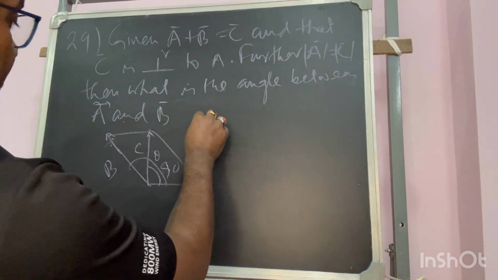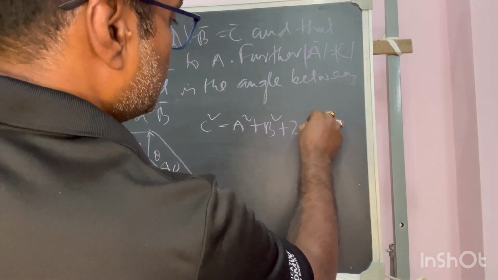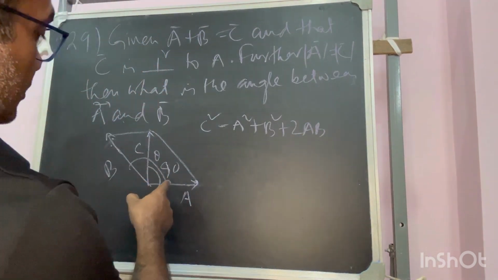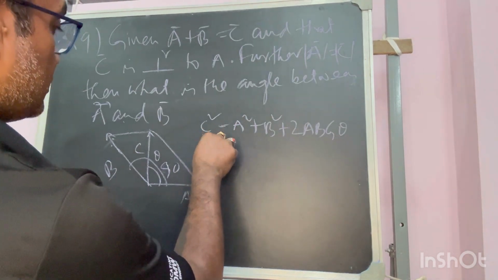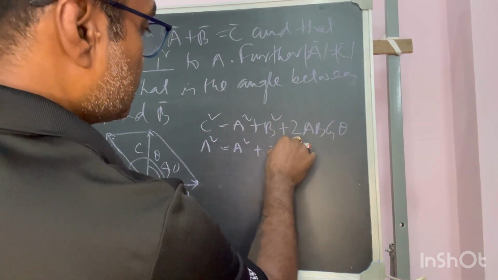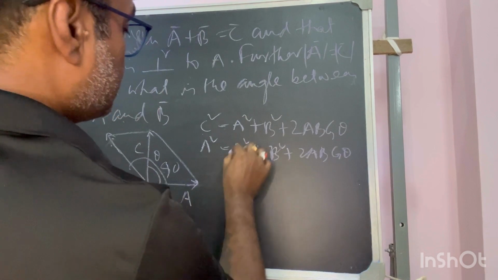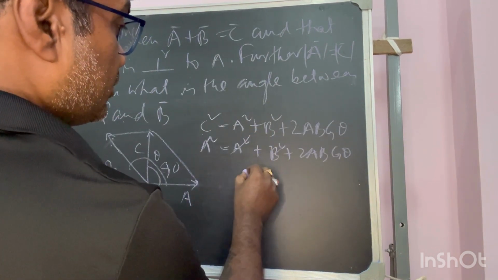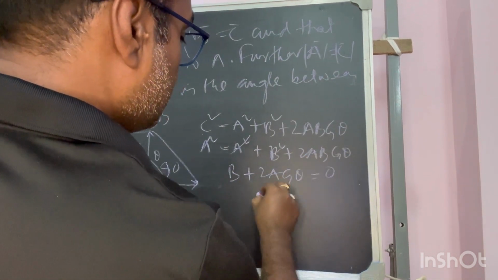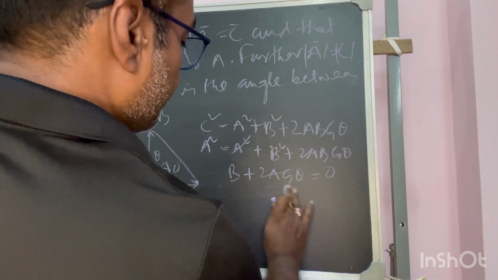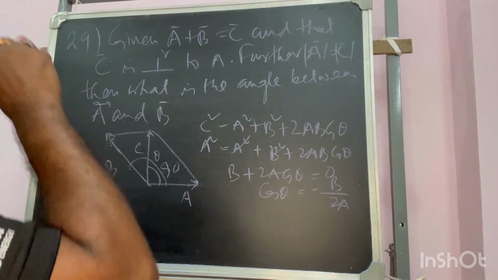Okay. So formula wise, C square is equal to A square plus B square plus 2AB cos of theta. Now C is equal to A, so I can write A square is equal to A square plus B square plus 2AB cos of theta. So this will be cancelled out. Ultimately A also cancelled out, so B plus 2A cos theta is equal to 0. So cos theta is equal to minus B by 2A. This will be the first one.